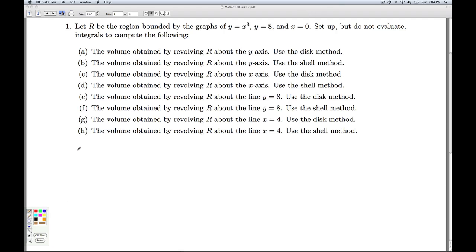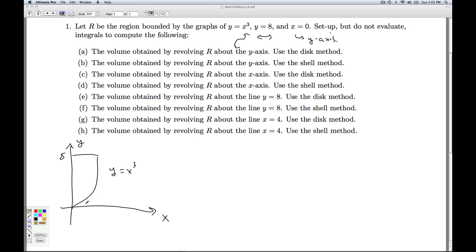So first things first, let's draw a nice picture of R. y equals x cubed looks something like that. y equals 8 is a horizontal line at 8. And x equals 0, well, that's another name for the y-axis. So R looks like this. That's y equals 8, y equals x cubed. And this is the region R we're talking about.